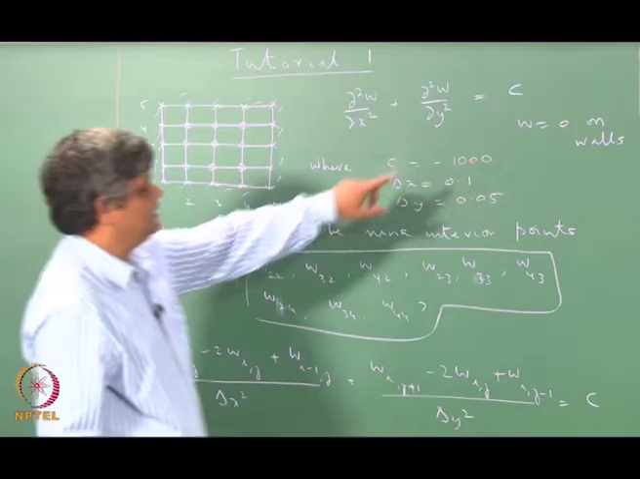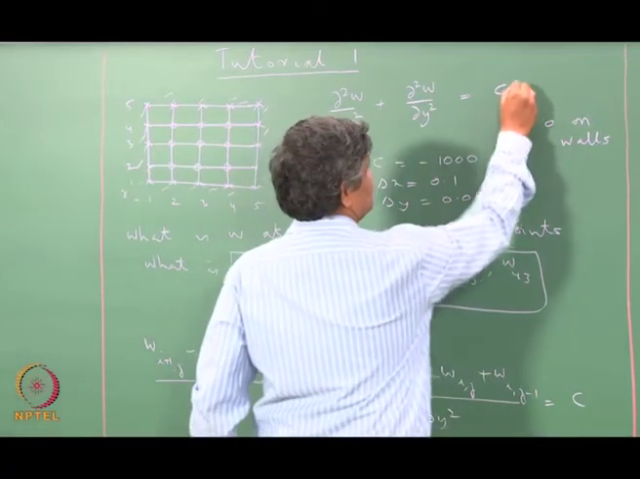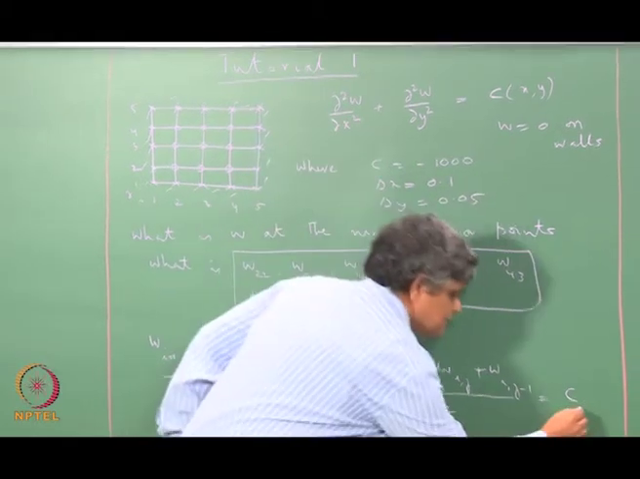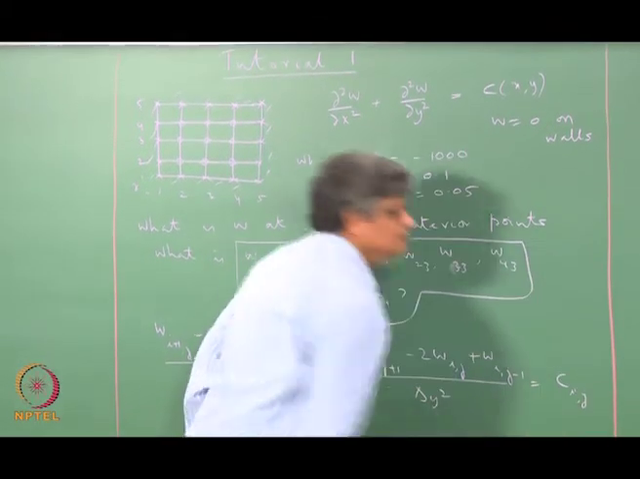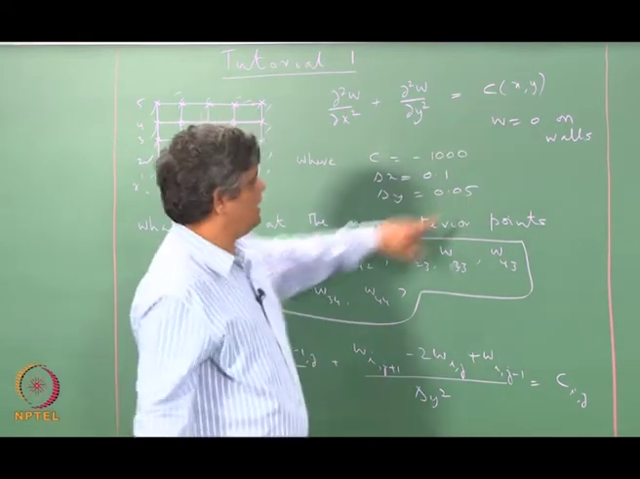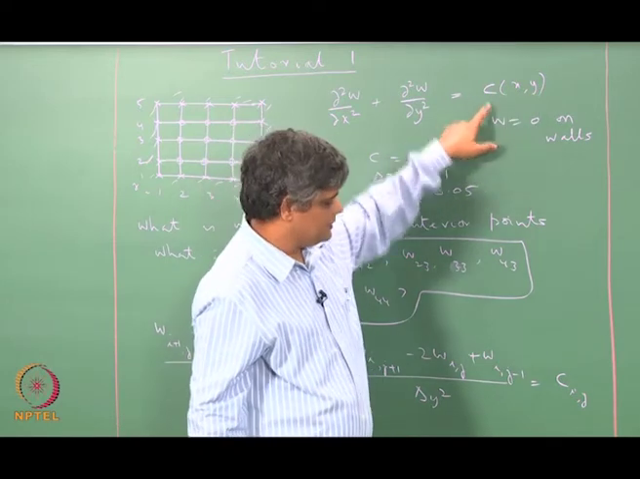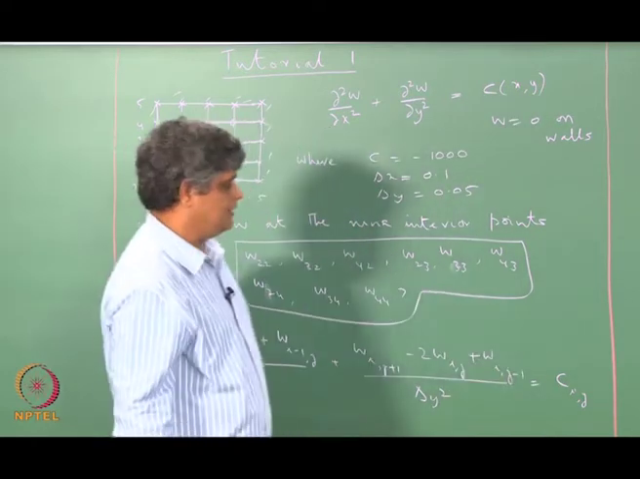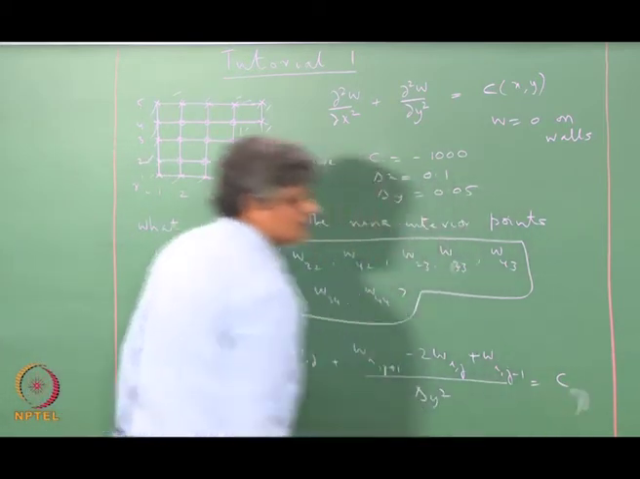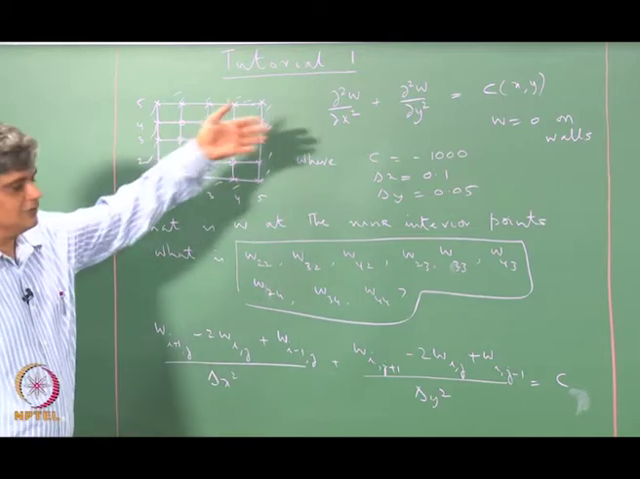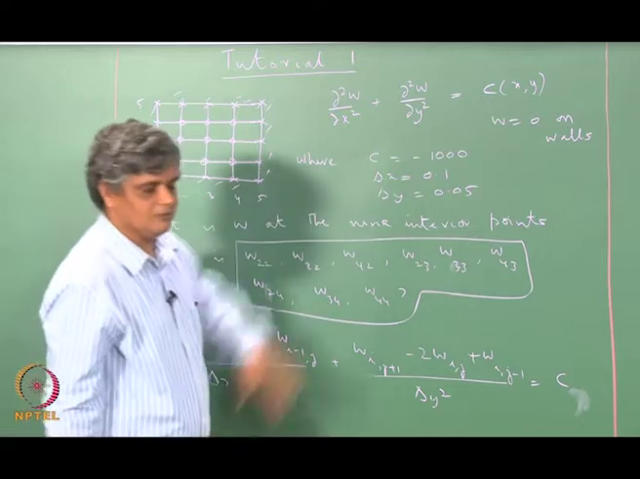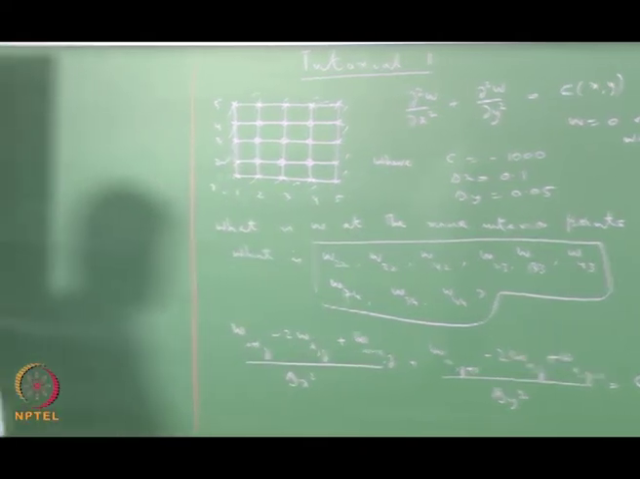In a case where C is a function of x and y, this C here would become C i,j. We know this function, so we substitute xi and yj here and then get the value of C at ij and we put it as C i,j. But right now it is not a function, it is a constant. For the case of fully developed flow, C is a constant. So it has a value here and we have minus 1000 as the given value.